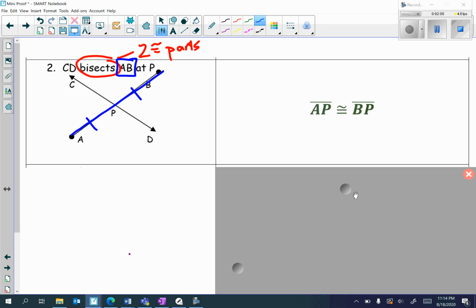CD bisects AB at P. So therefore, AB is being cut into two congruent parts. AP is congruent to BP.